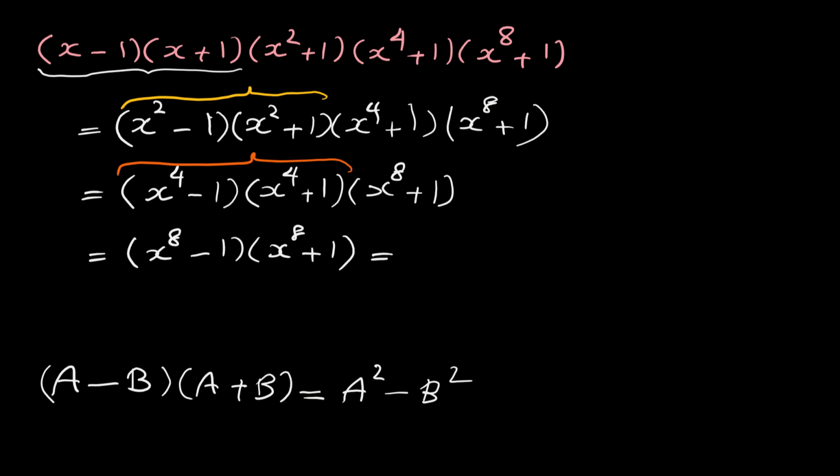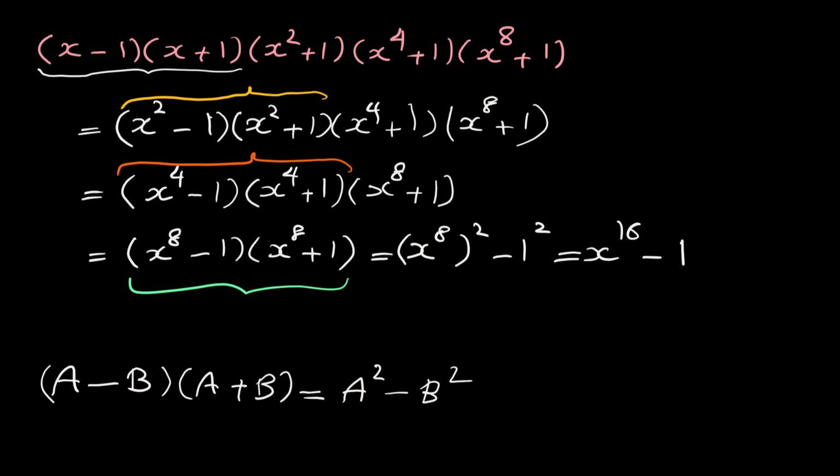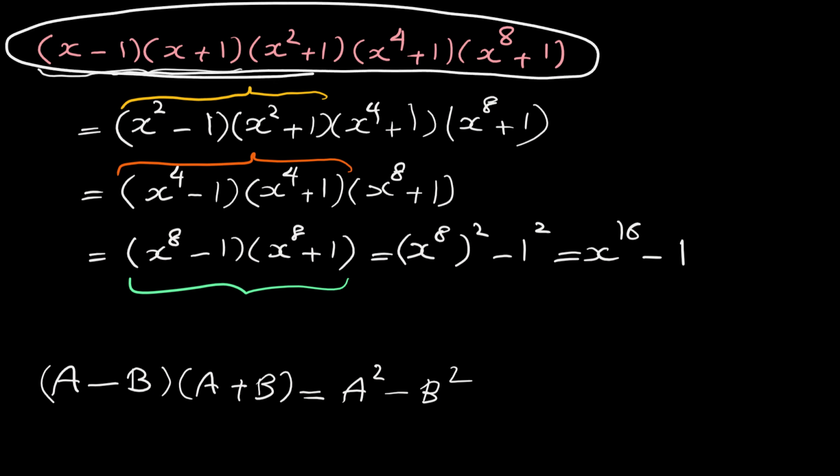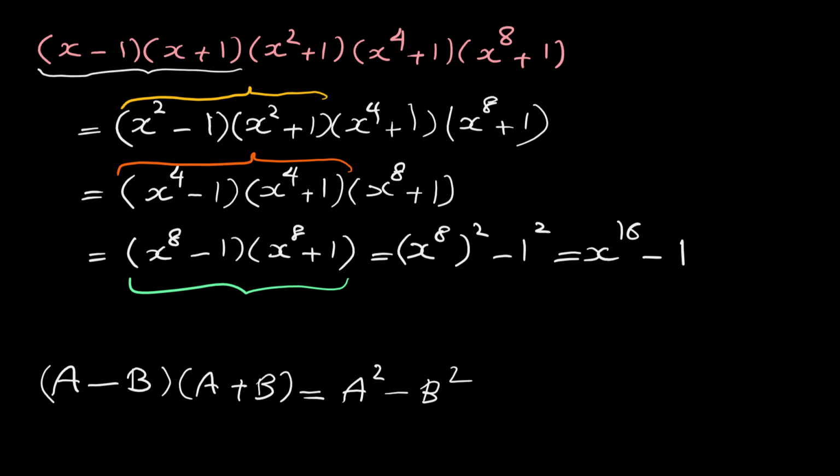And finally, the answer of multiplying these two last brackets is x to the 8, squared, minus 1 to the 2. But this is x to the 16 minus 1. So the answer of multiplying all of these brackets by each other is x to the 16 minus 1.